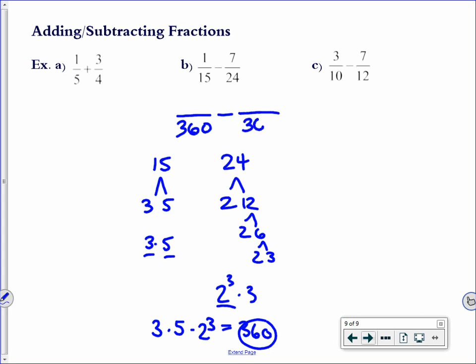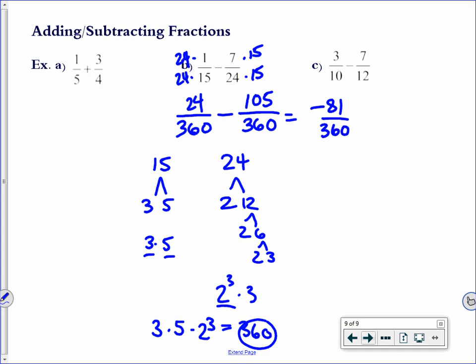So I rewrite my problem with 360 in the denominator, then I need to figure out how do I modify each of my original fractions to get 360 as the denominator. So in order to get 15 to become 360, the first fraction, I actually had to multiply it by 24. And so the numerator is going to be 1 times 24. In order to get 24 to become 360, multiply it by 15. And so the numerator is going to become 7 times 15, which I believe is 105. And then I have to do the problem 24 minus 105, which is pretty ugly in itself. And that's going to be negative 81 over 360.